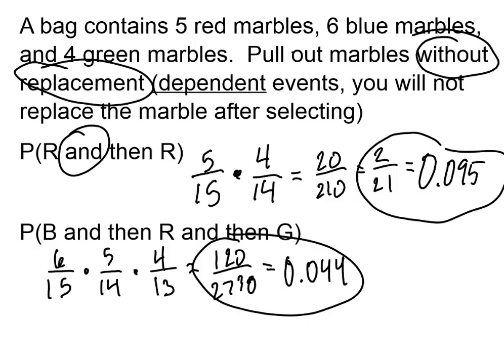Okay, that covers examples that show you the differences between independent, which would be with replacement, and dependent, which is without replacement. We also talked about the OR rule, which is addition with subtraction when needed, and the AND rule, which is multiplying probabilities.